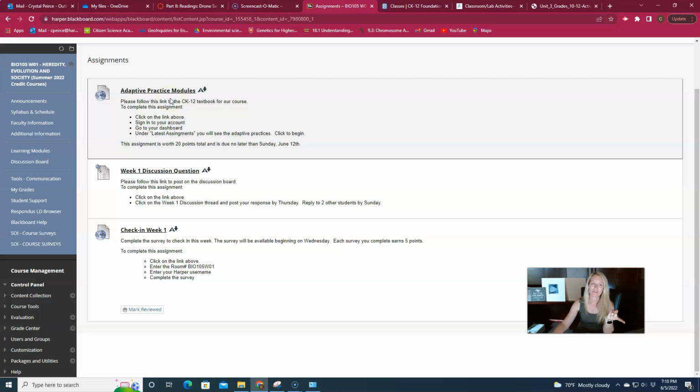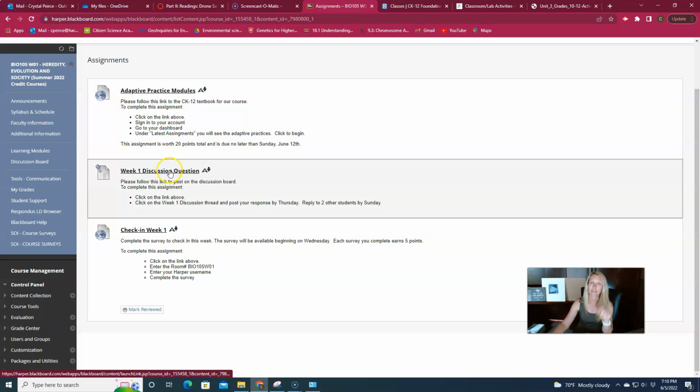In addition to the adaptive practice modules, you have a discussion question. So the discussion questions will link you to the discussion board. Please make sure you respond to the initial post itself, and then also reply to 2 other students. And those are 2 different parts of your discussion grades.